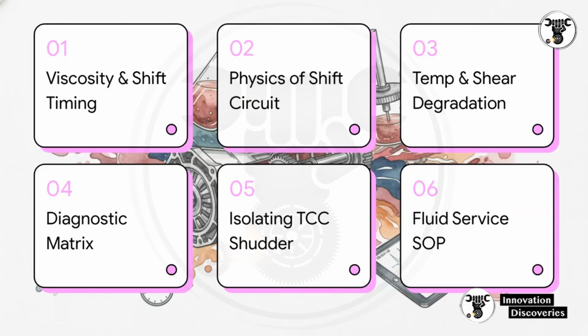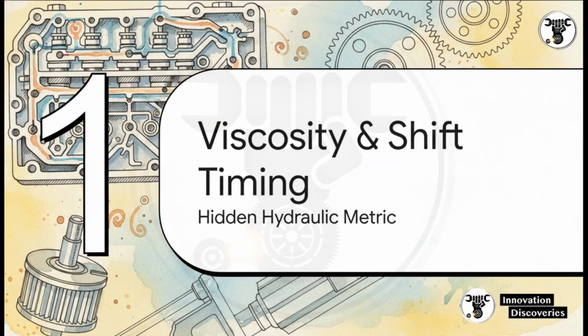Here's what we're covering in our diagnostic workshop today. First, how viscosity controls shift timing. Then, the physics of the shift circuit, followed by temperature and shear degradation. After that, we'll get into diagnosing shift timing symptoms, isolating TCC shutter causes, and we'll wrap up with a standard operating procedure for fluid service. All right, let's kick things off with Section 1.